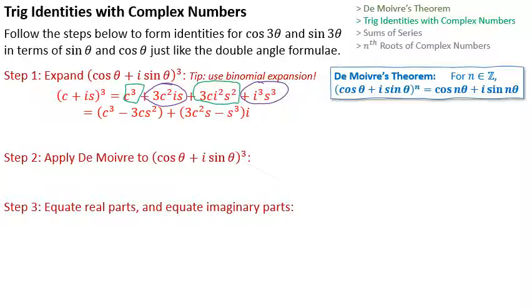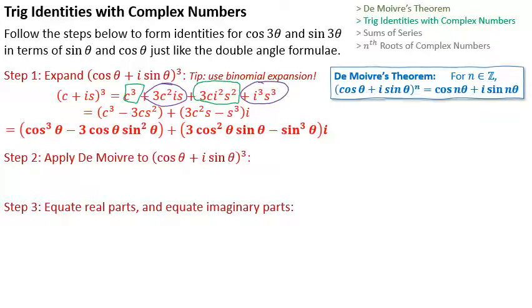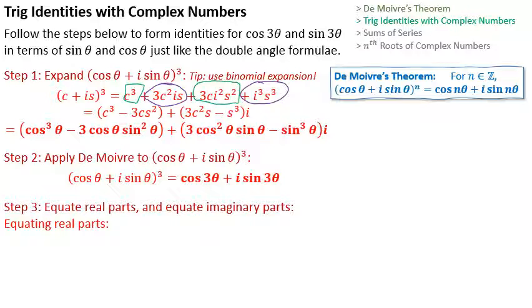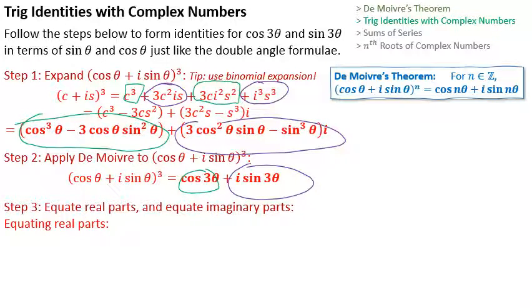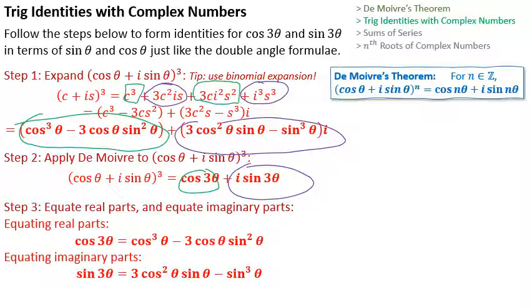Once you've got that written out and you've got the real part and the imaginary part separate, then most of the hard work is done. The next part is De Moivre's theorem, which is relatively quick and simple because we're just applying that general rule. And then the final step is to equate the real parts and equate the imaginary parts. So the real parts are cos 3 theta, but also cos cubed theta minus 3 cos theta sine squared theta. And the imaginary parts are the sine 3 theta bit from there and the 3 cos squared theta sine theta minus sine cubed theta.